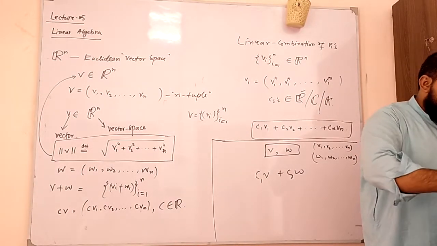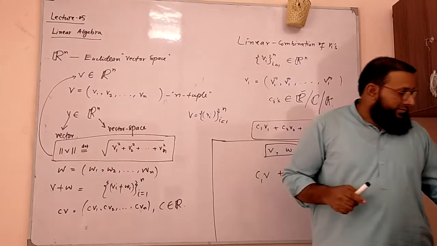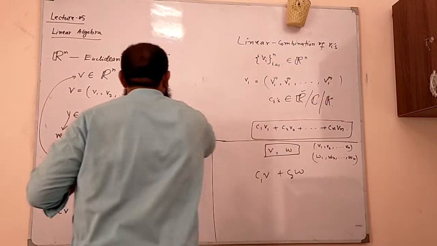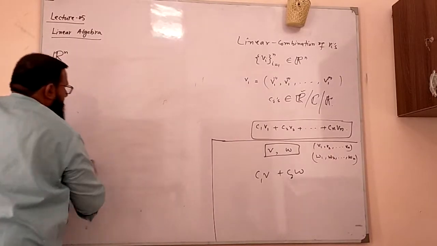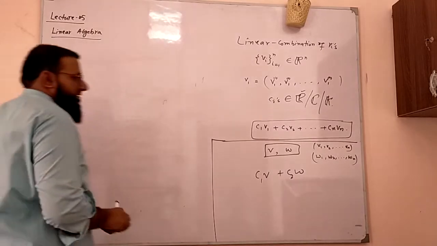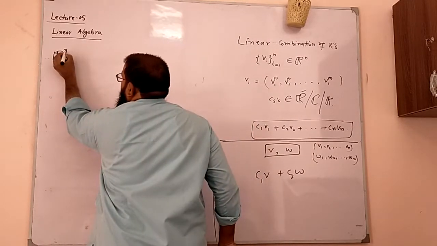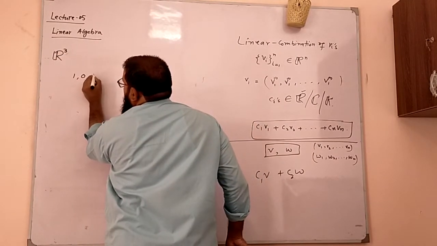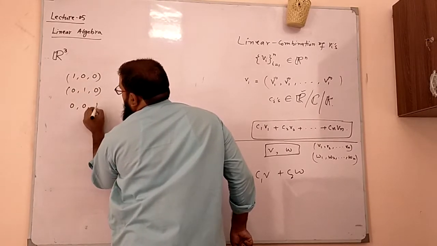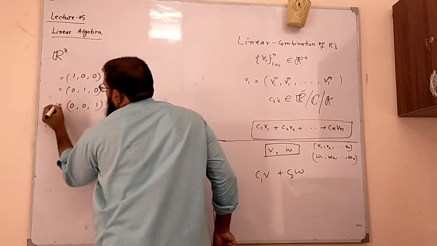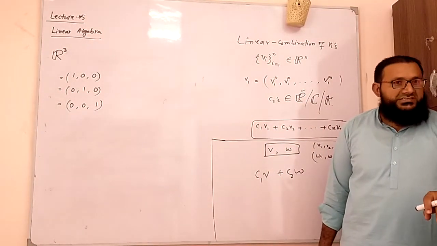So for example, I am taking some vectors. For some simplifications, I will restrict my attention sometimes to R3 as well, or R2. So in R3, I am taking three vectors: (1, 0, 0), (0, 1, 0), (0, 0, 1). I have these three vectors. Now I want to define a linear combination for them.